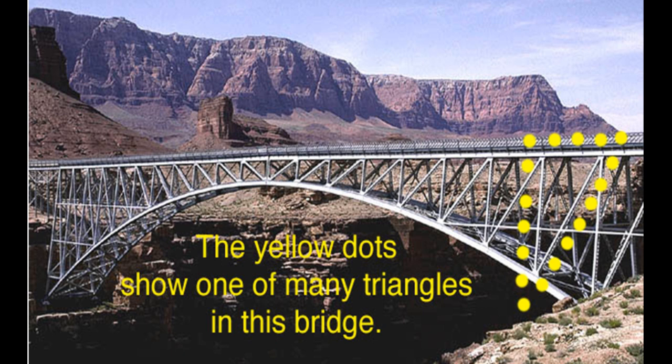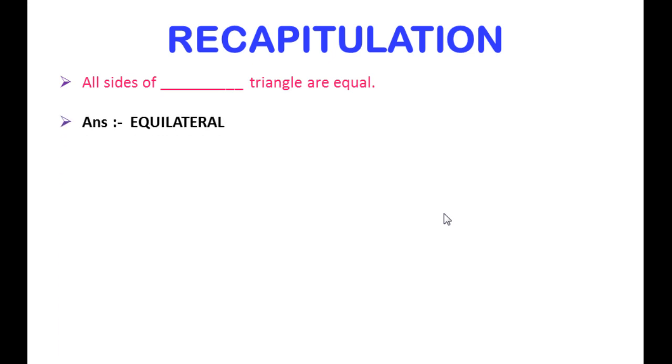Okay. Now moving ahead, a recapitulation of what we have done till now. First, all sides of dashed triangle are equal. So, which type of triangle has all sides equal? The answer is equilateral triangle. All sides equal means we are talking about equilateral triangle.